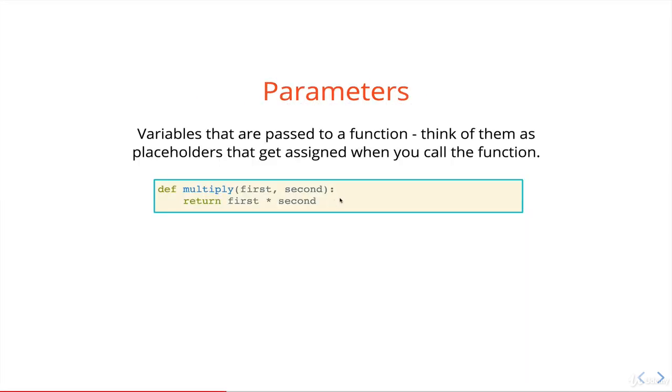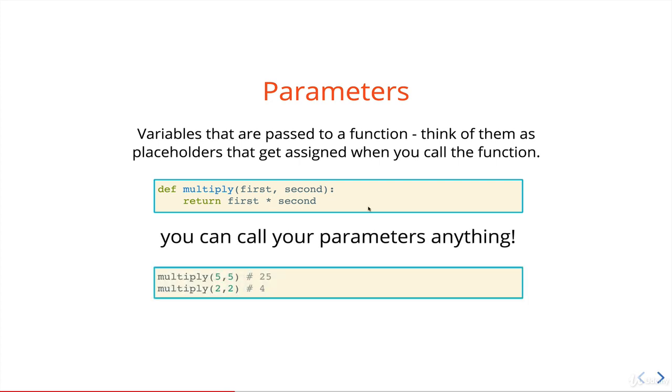Or here's another example. This one is called multiply. And we're calling the first parameter first and the second one second. And then we return first times second. And to call it, all we have to do is pass in two values separated by a comma. And whatever the first one passed in is will be associated with first. Whatever the second one will be called second.